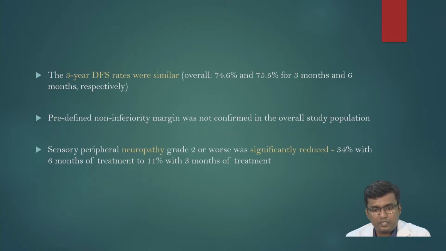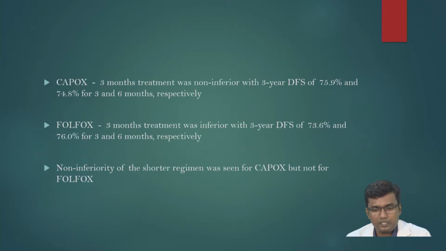So the results show that the 3-year DFS rates were similar between 3 months and 6 months of treatment. But the predefined non-inferiority margin was not confirmed in the overall study population. But the grade 2 or worse sensory peripheral neuropathy was significantly reduced. So it was 11% in the 3-month group, whereas it was 34% with the 6 months of treatment group. So when we look at the individual chemotherapy regimens, 3 months of CAPOX was found to be non-inferior to 6 months of CAPOX, whereas 3 months of FOLFOX was inferior to 6 months of FOLFOX. So the non-inferiority of the shorter regimen was seen for CAPOX but not for FOLFOX.